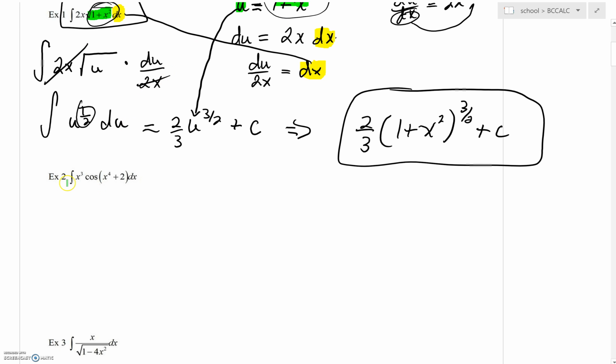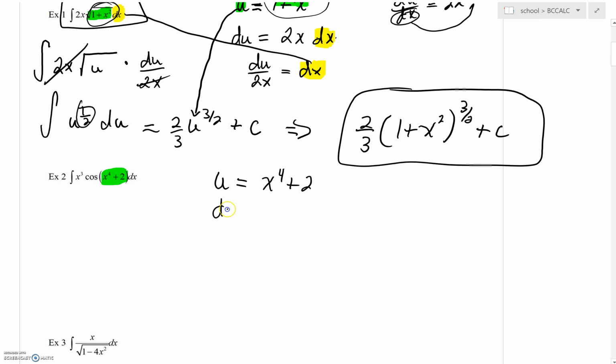Let's look at number 2 and look for a function inside of another function, and that's going to be the key for a U substitution here. You'd say, wow, I've got cosine of x squared plus 2. There's an x squared plus 2 inside of cosine. So you know what? Let's just try this. By the way, sometimes you can try things and things might not necessarily work out. You can then try a different U substitution. But this is very effective most of the time.